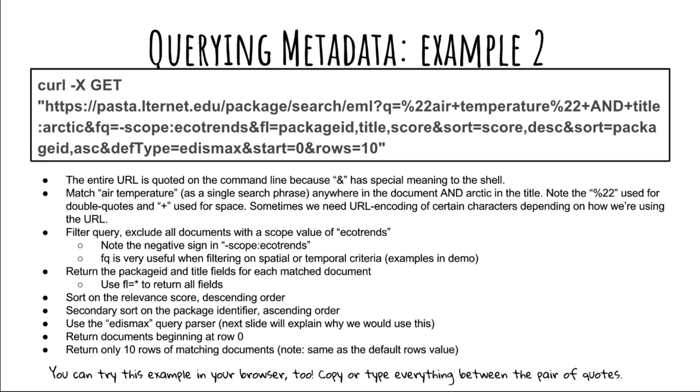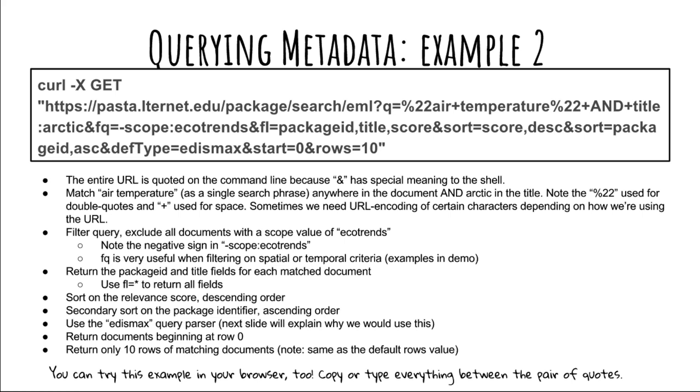We're asking for the fields to be returned to be the package ID, the title, the score. The score is not something we index in Solr. Solr offers it as a field that we can return. It's a floating point value that it computes for each matching document. And so if we wanted to see how strongly these documents are matching, we ask for the score field to be included.